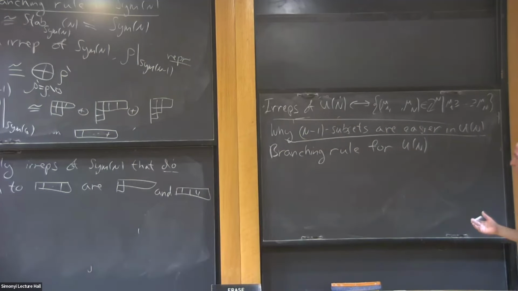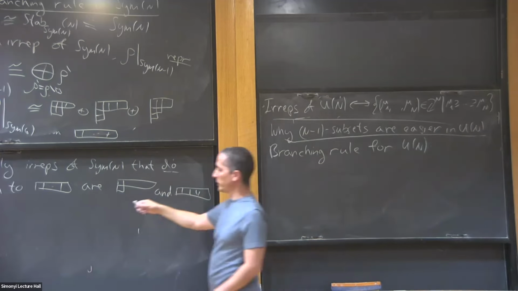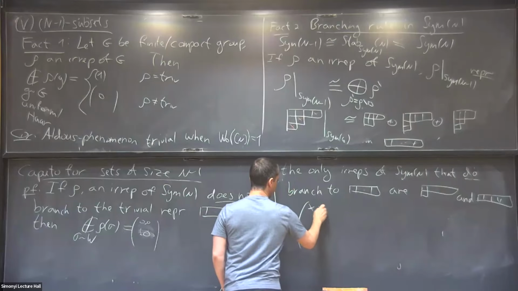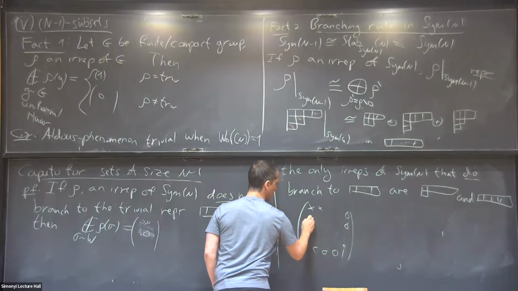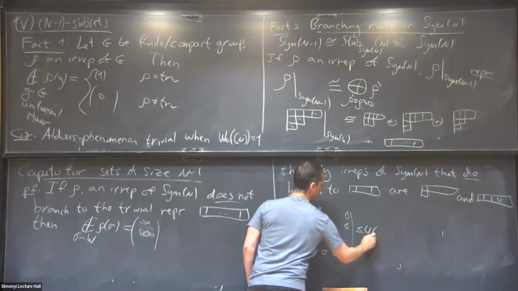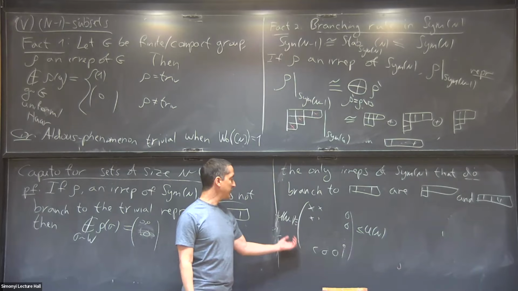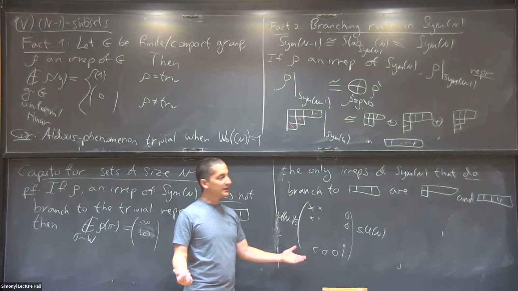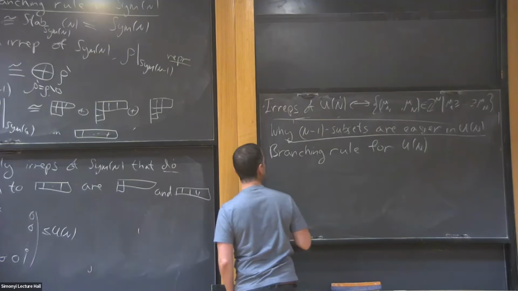So here again, I can take the branching rule. I take the subgroup U(n-1) inside U(n), like before I took S(n-1), so here I take basically this subgroup, where this is one. And the question is, I want to take an irreducible representation here and restrict it to this subgroup and ask how it decomposes. And it turns out this is a very beautiful answer in terms of these representations.